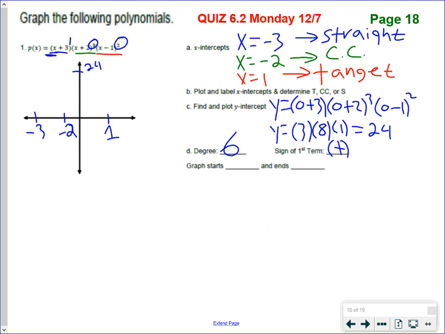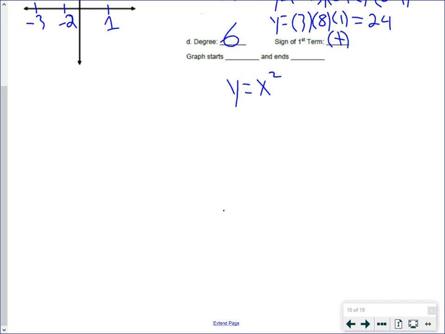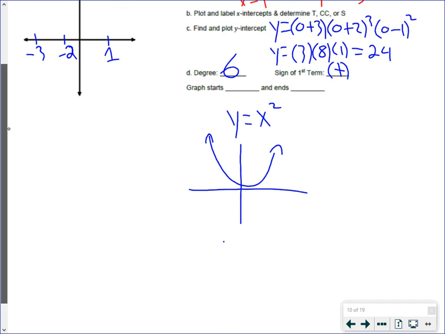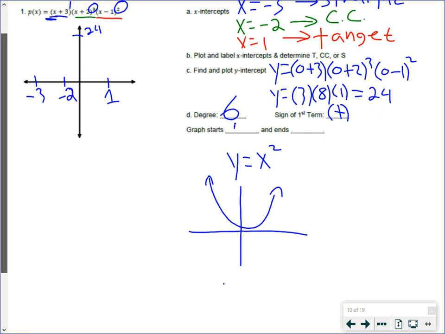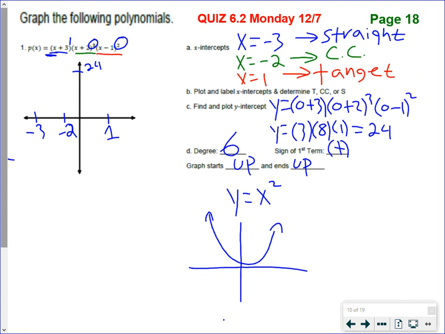Another even degree positive polynomial that we know of is y equals x squared. And for y equals x squared, we know what it looks like. It looks like that. Not the best graph, but it looks something like that. It starts up and it ends up. That's the important part. So an even degree polynomial starts up and it ends up. So let's go ahead and graph it now. We have everything that we need, so we can actually do it.